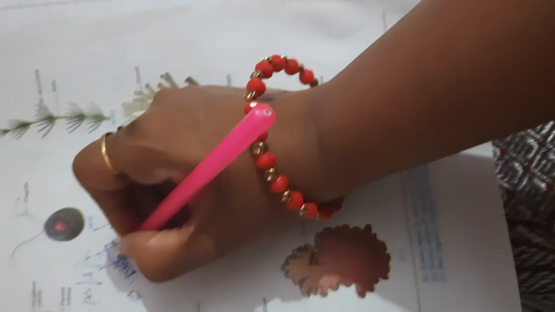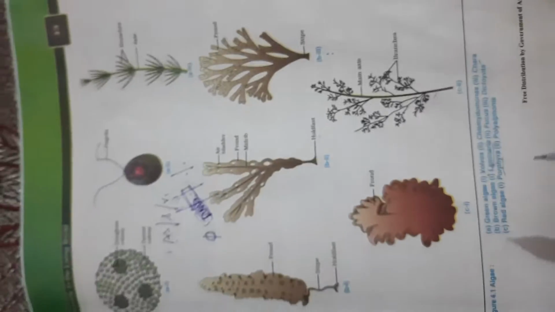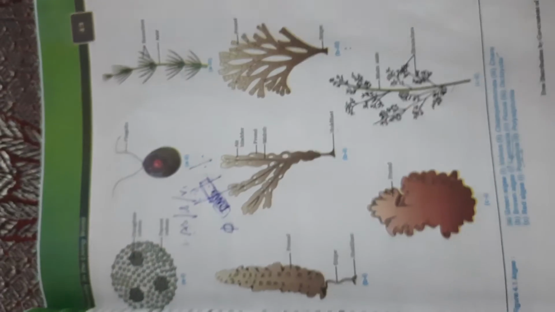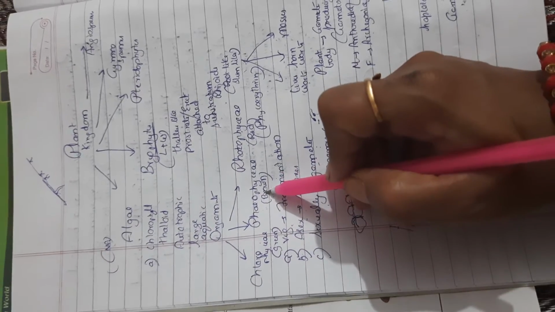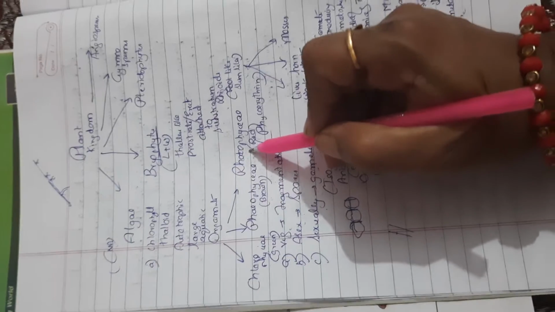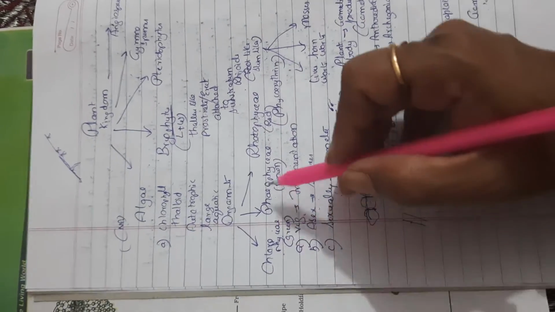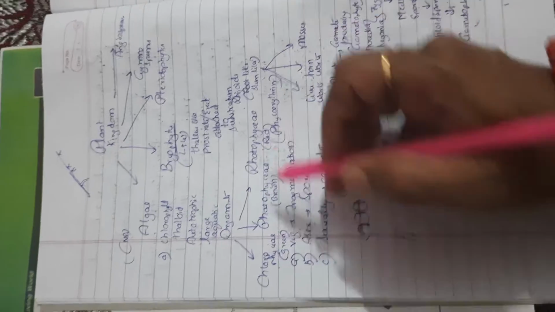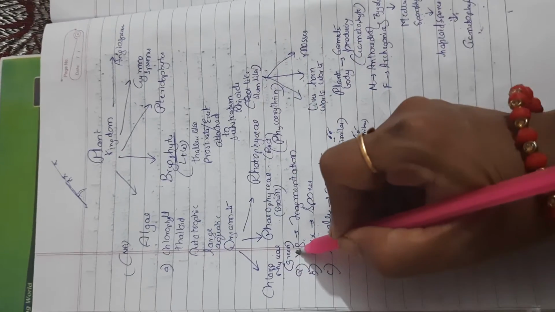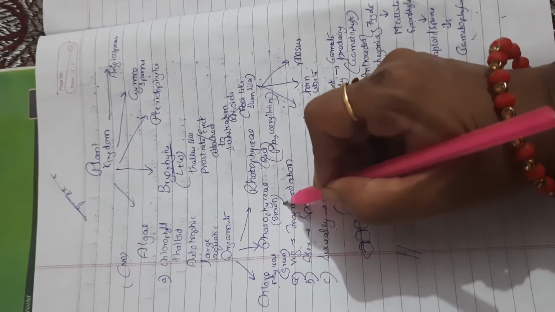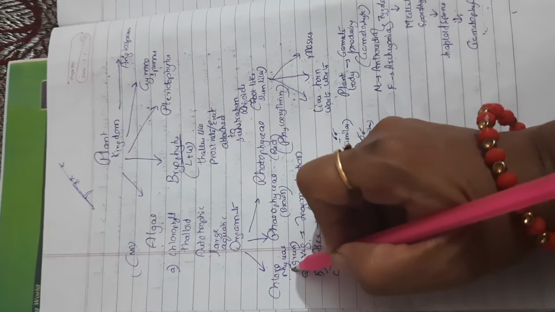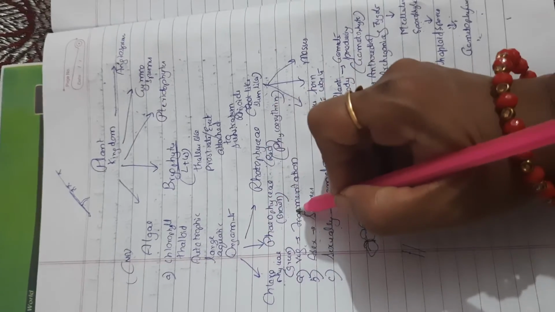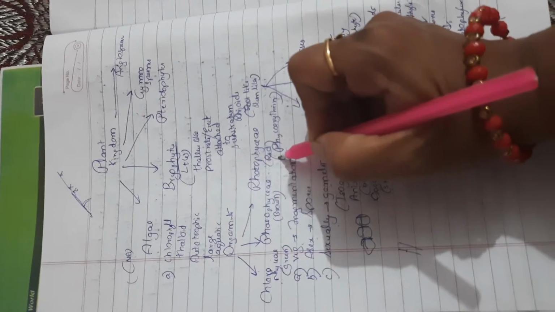In algae we have three types of classes: Chlorophyceae, Phaeophyceae and Rhodophyceae. Chlorophyceae are usually green in color, Phaeophyceae are brown, and Rhodophyceae are red. Chlorophyceae is the green algae, Phaeophyceae is the brown algae, and Rhodophyceae is the red algae.